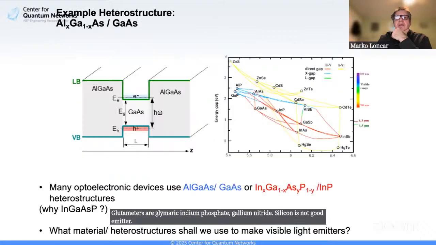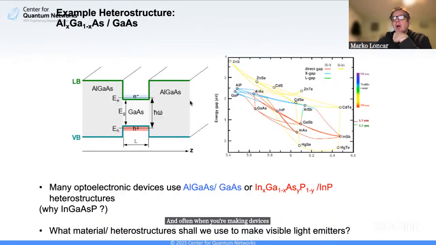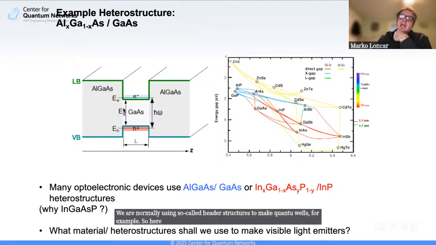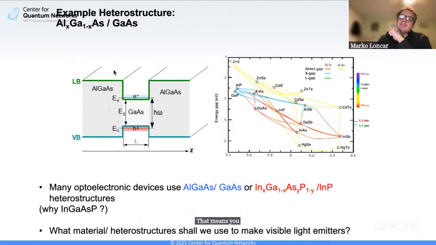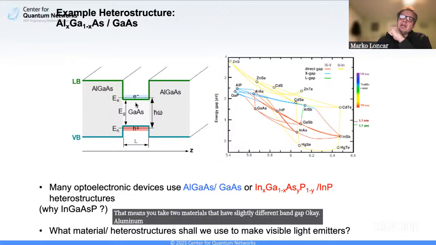And often when we are making devices, we are not using one single medium. We are normally using so-called heterostructures to make quantum wells, for example. So here is an example of an aluminum gallium arsenide heterostructure. That means you take two materials that have slightly different band gaps. Aluminum gallium arsenide has a wider band gap than gallium arsenide.